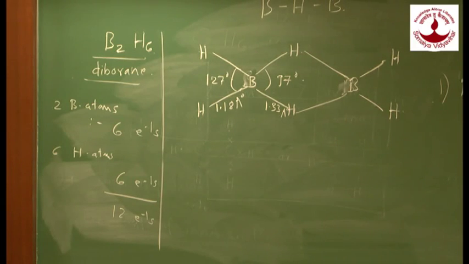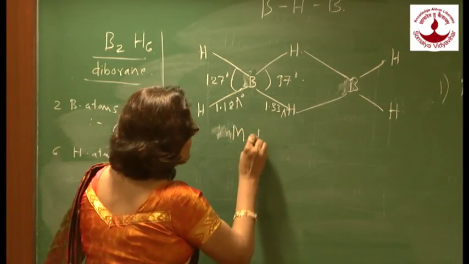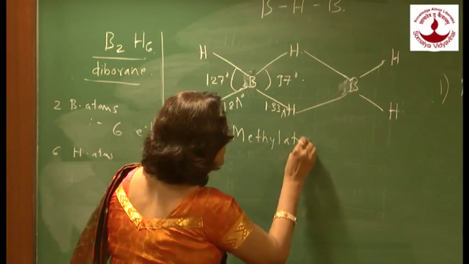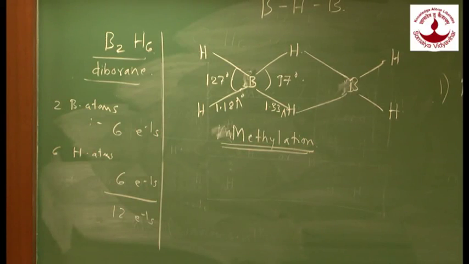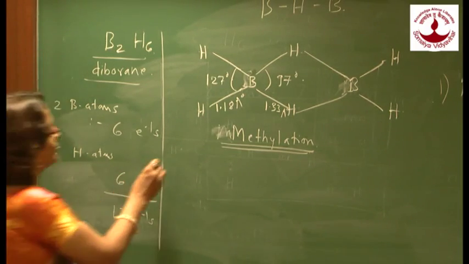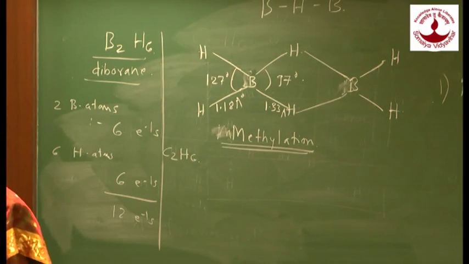Raman spectra. Then again, by the manner in which diborane undergoes methylation or substitution reaction, this structure can be confirmed. Now what happens is, if you substitute C2H6 for methylation, then all the 6 hydrogen atoms are substituted by methyl groups. So what does that indicate? All the hydrogen atoms are of the same type and they can be easily substituted.